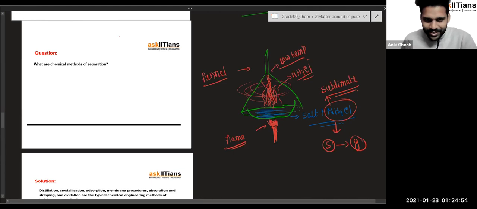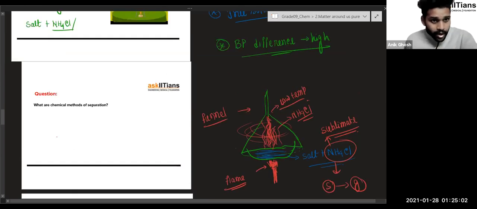I think we have got all of it. So now we are just going to discuss the FAQs. You can see what are the chemical methods of separation. What are the chemical methods of separation?